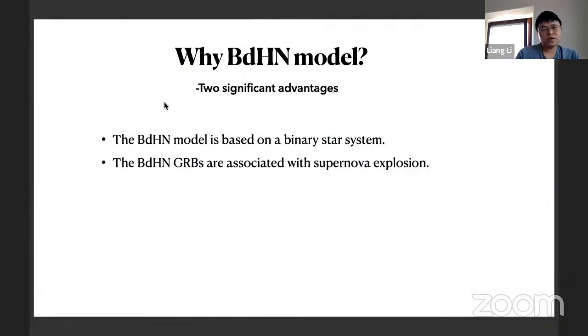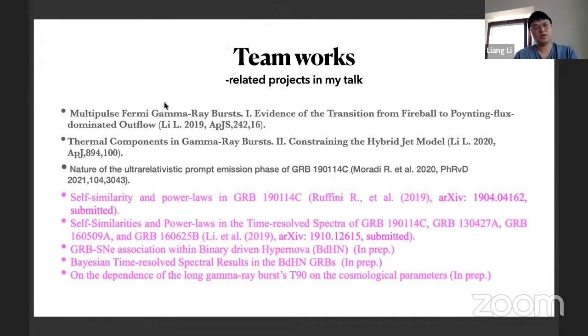So why the BDH model? There are at least 2 significant advantages. The BDH model is based on a binary star system, and binary star systems are commonly observed as compared to single star systems. The second reason is that the BDH GRB model can be associated with the supernova explosion. So my talk today relates to several projects in our team, some published, some others not published yet.